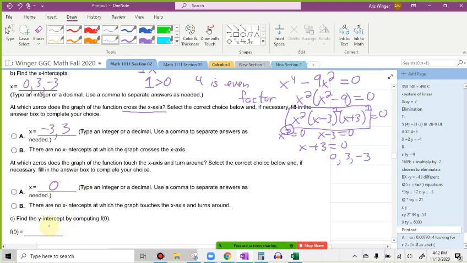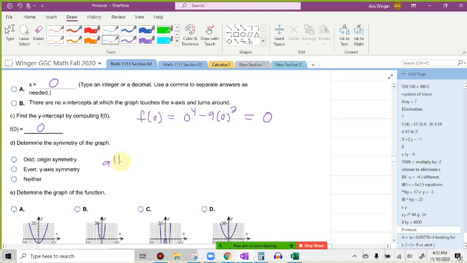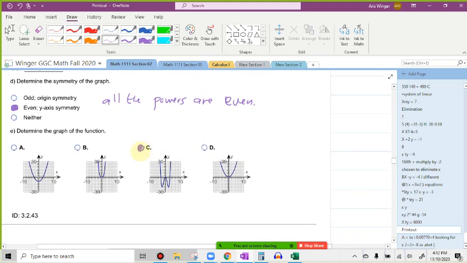F of 0, plug 0 into the function. F of 0 is going to be 0 to the fourth minus 9 times 0 squared. That is 0. Let's go to the origin. All the powers are even. That makes it an even function. And we already graphed this. We know it's C. This C is the only one where it hits the x-axis 3 times anyway: -3, 0, and +3.